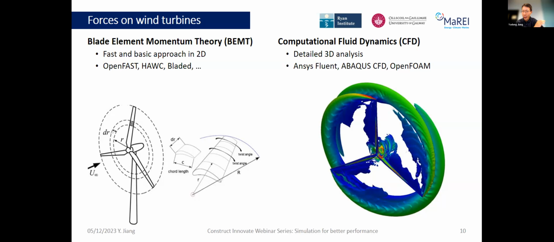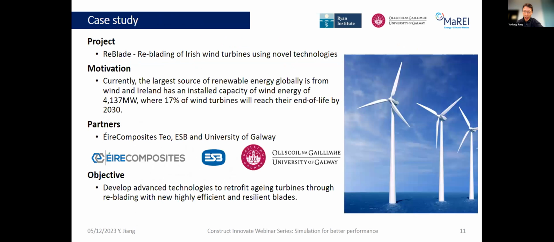So in the next few slides, I have a case study that uses the blade element momentum theory to perform the analysis and the optimization, which is, I think, the simplest way of analyzing a wind turbine. The case study is part of a project called ReBlade, titled reblading of Irish wind turbines using novel techniques.